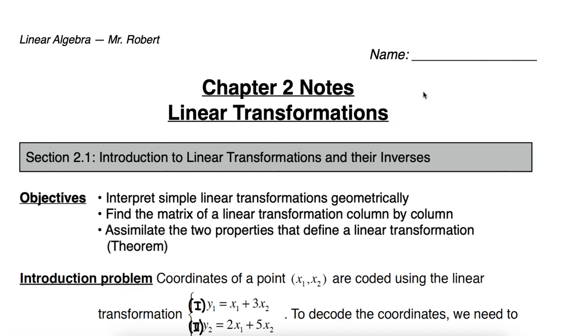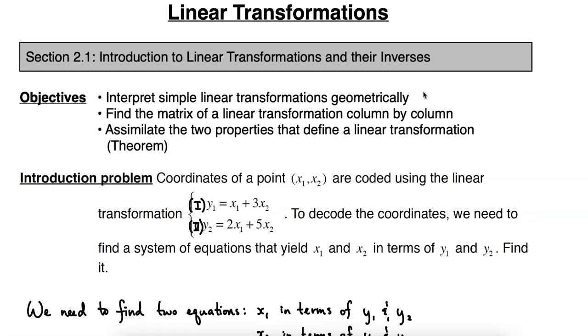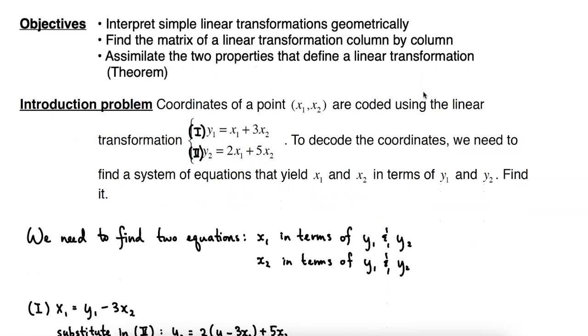So as an introduction problem, we can imagine we are coding the coordinates of a point x1, x2 using the following linear transformation. y1 equals x1 plus 3x2 and y2 equals 2x1 plus 5x2. So to decode these coordinates, we need to find a system of equations that yield x1 and x2 in terms of y1 and y2. So we would have x1 equals and x2 equals.